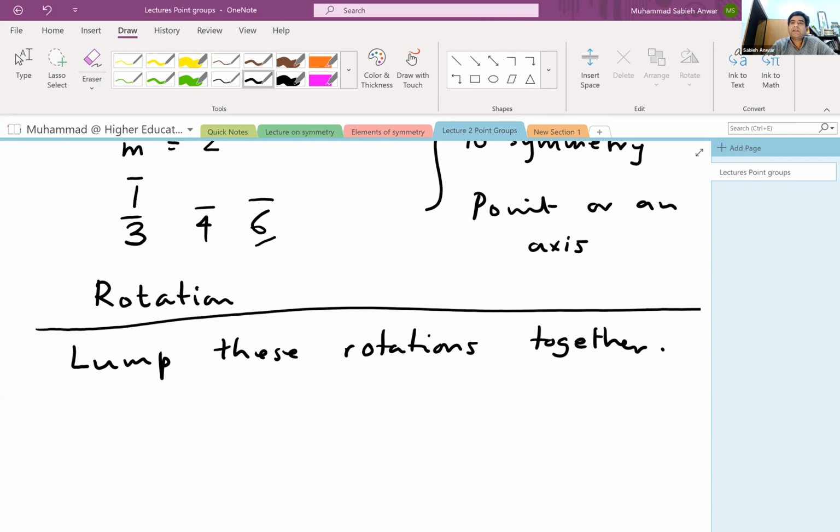So there has to be an inverse, there has to be an identity. You concatenate two operations. The new operation should also be a member of the group, and then there is associativity as well. So these are properties of a group. So it's a set of operations, a set of elements, a set of objects which has these four properties. Now we can lump these 10 symmetry elements together and form groups. And these groups are called point groups.